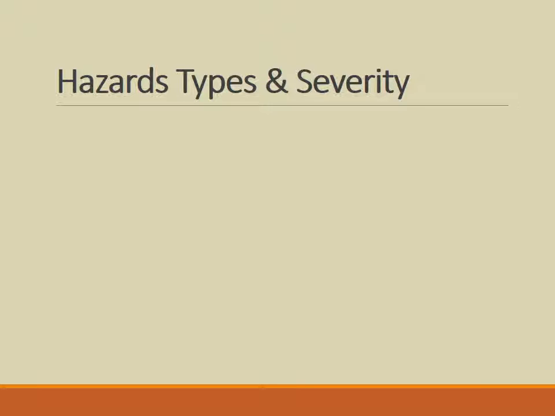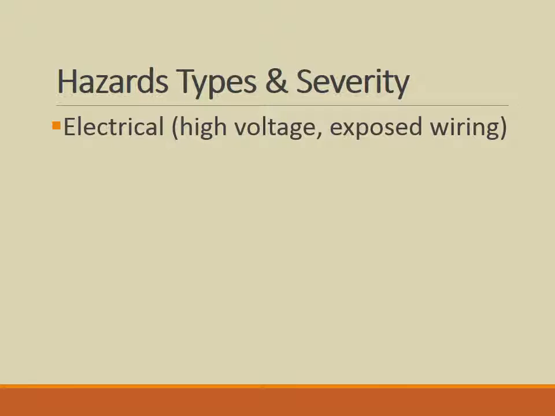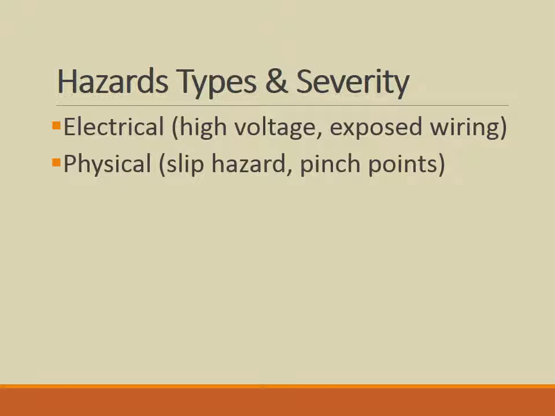Hazard types and severity. Hazards can be categorized in 5 different classes. The first being electrical. Examples of this could be high voltage wires or exposed wiring that could cause harm to someone. The next class could be a physical hazard. It could be a slip or trip hazard. Maybe pinch points that would be present, where someone can get caught.